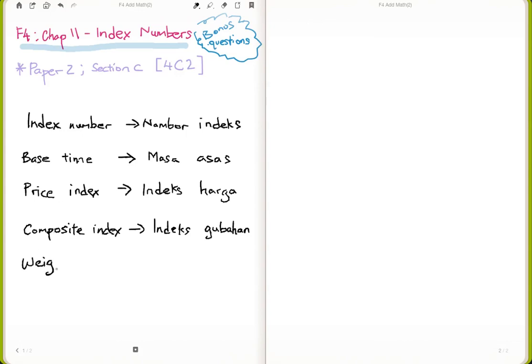And weightage, you need this for composite index. Weightage in BM, I think it's not a direct translation. Weightage is called pemberat. Well, here is the Bahasa Malaysia. This is the BI, Bahasa English.